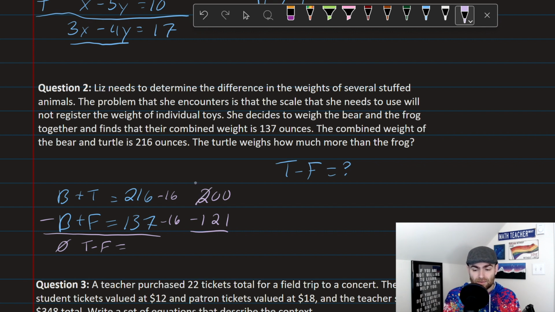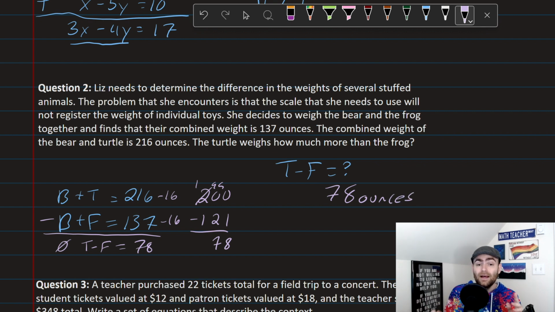Because I can borrow very nicely, 9 minus 1 is 8, 9 minus 2 is 7, and then 1 minus 1 is 0, so we get 78. So t minus f, how much more does the turtle weigh than the frog? 78 ounces.